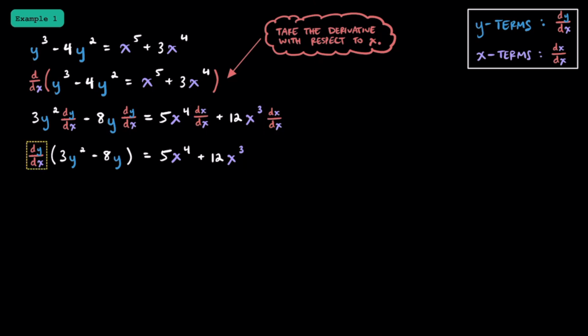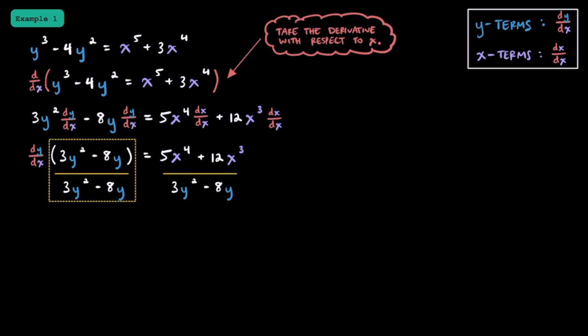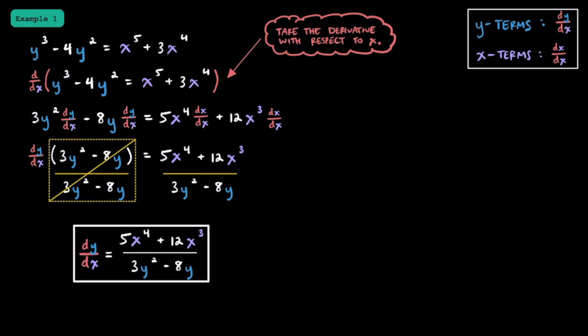Now that we have one of these dy dx's instead of two of them, it's time to isolate it. To do so, we can divide both sides by 3y squared minus 8y. On the left side, this just simplifies down to 1, and we're left with dy dx, which is the derivative, and that's equal to 5x to the 4th power plus 12x to the 3rd power over 3y squared minus 8y. Using implicit differentiation, this is our derivative.